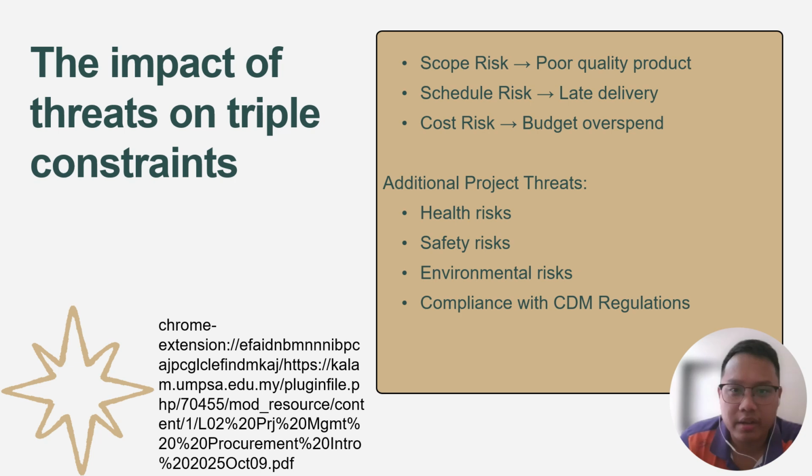This slide explains how risks affect the triple constraint of a project. Risks are the scope, schedule, and cost. For example, scope risk can lead to poor quality outcomes if requirements are unclear. Schedule risk may cause delay, affecting project deadlines. Cost risk often results in project overrun.